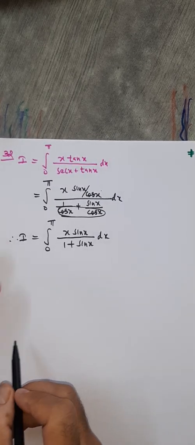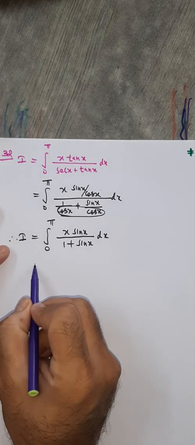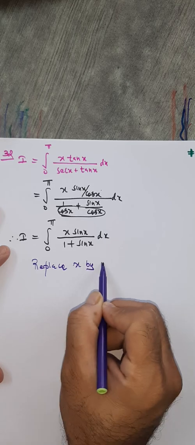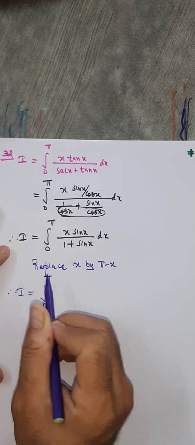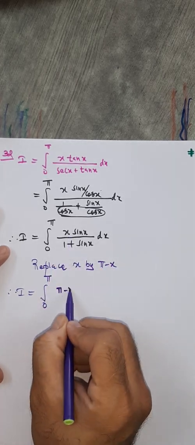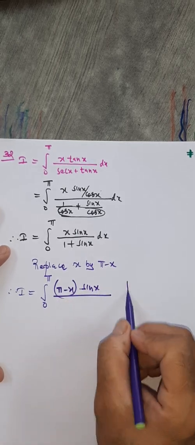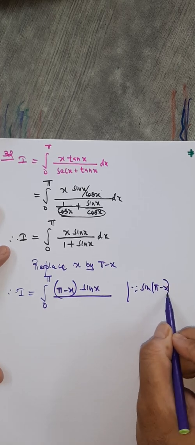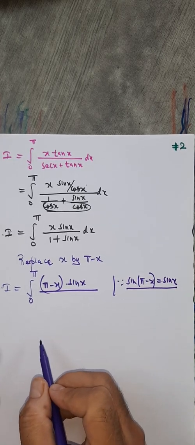Now we can see nothing can be done and this is a definite integral. So what we do, we use that property, this very standard property, replace x by pi minus x. So therefore I equals integral 0 to pi, here x is pi minus x into sine x upon 1 plus sine x. Why sine x? Because sine of pi minus x, second quadrant, sine is positive, so it is just sine x. We have used indirectly this concept, remember.